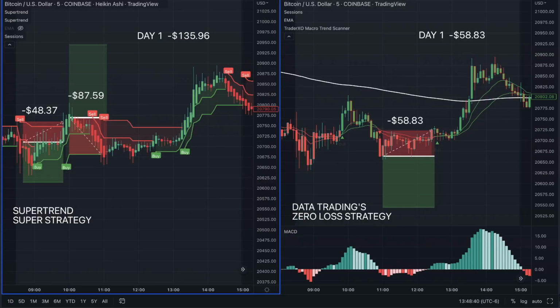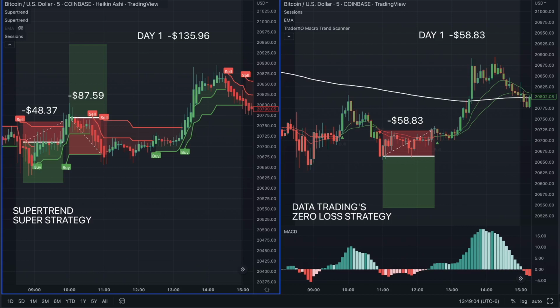Okay, we're going to get right into the action here on day 1. On the left, we have the Super Trend Super Strategy, and on the right, we have Data Trading Zero Loss Strategy. You can see on this day, they're just trying to feel each other out a little bit and say, are you going to be coming out strong, or just going to be a little bit defensive and learn the moves that both systems are offering?